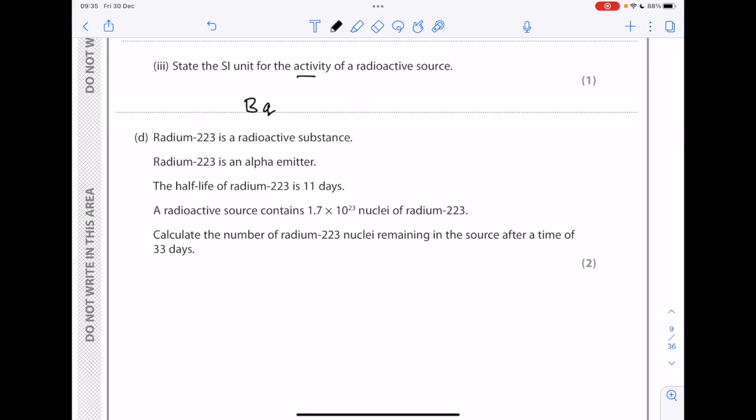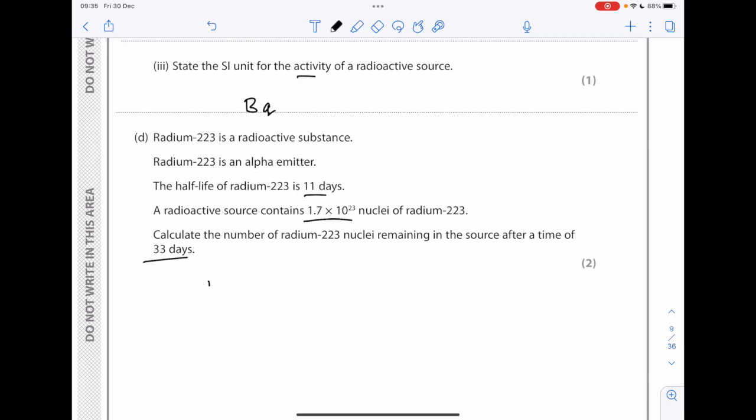Radium-223 is a radioactive substance. Radium-223 is an alpha emitter. The half-life is 11 days. A radioactive source contains 1.7 times 10 to the 23 nuclei. Calculate the number of radium-223 nuclei remaining in the source after a time of 33 days.